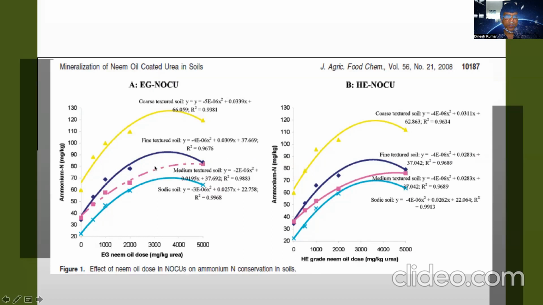You can see one is your coarse texture soils, the yellow one. One is fine texture soils, and the red one is your medium texture soils and sodic soil, etc. So you can see a relationship between two variables is there, and within a chart you can have 4 different equations.